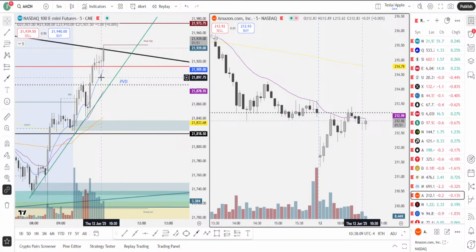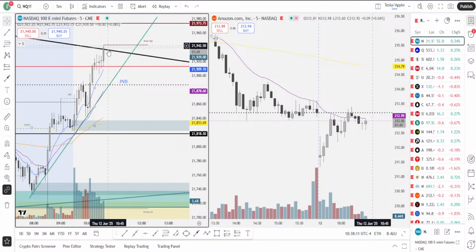Still holding above the 90 MA here, so this is still very strong. This is still very strong here.